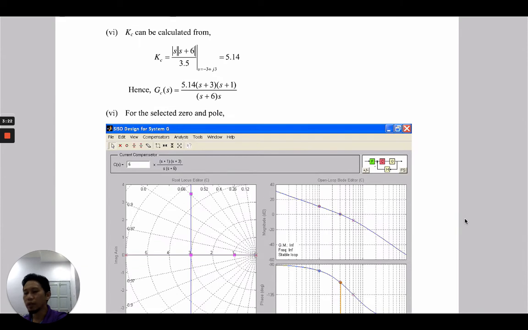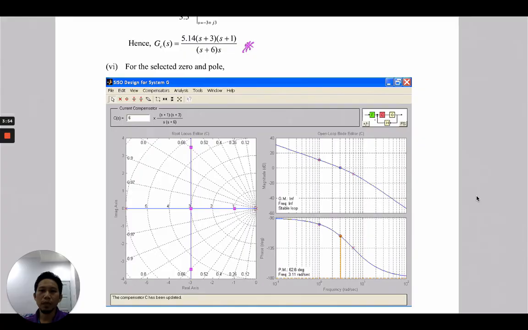Then we can calculate the value of Kc. We use the resultant from the multiplication of Gp by Gc, and we get s plus 6 over 3.5. So we find the value of Kc equals 5.14. This is the controller that we have designed. Let's see the example using MATLAB.